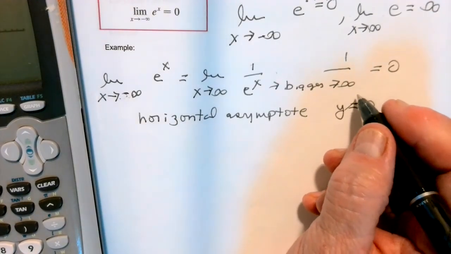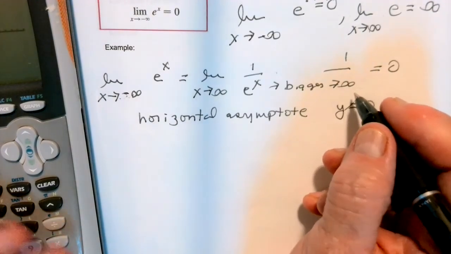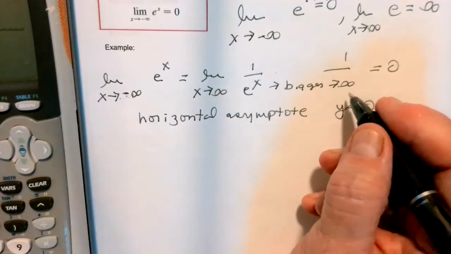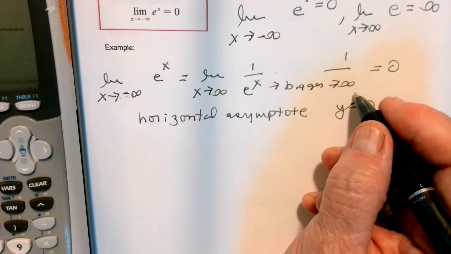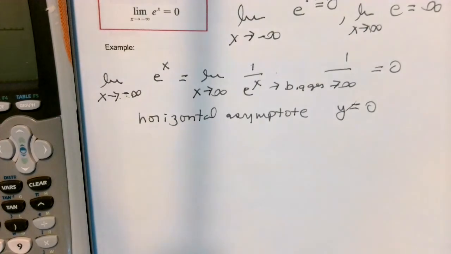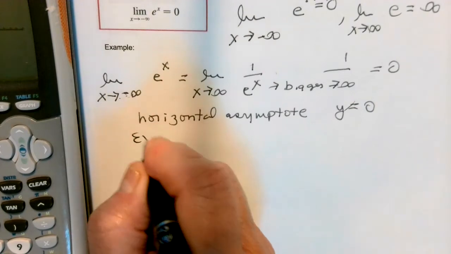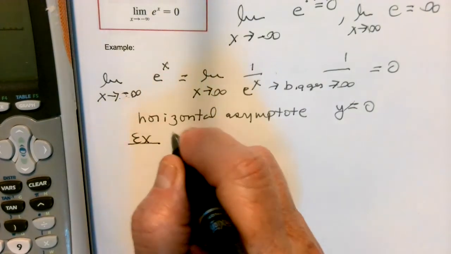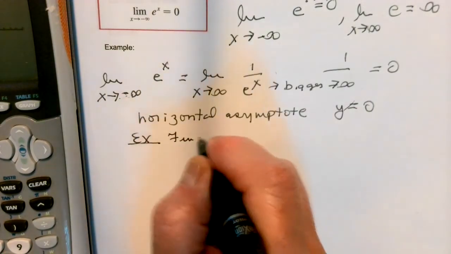Okay, so I think that's really all I need to say about that. All right. Let's do another example. So we want to find the limit if it exists.